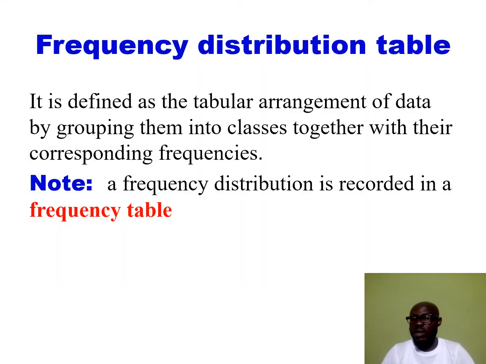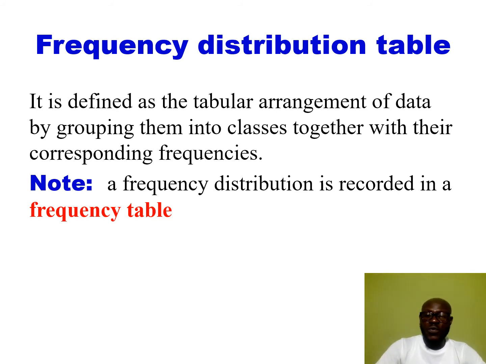Frequency distribution table. That tells you that the frequency that you saw earlier on is different from the frequency distribution table, because we said that data is being handled using a frequency distribution table. What is it about? It is defined as the tabular arrangement of data by grouping them into classes together with their corresponding frequencies, together with the number of times they keep on occurring. A frequency distribution is recorded in a frequency table. That is what you have to understand.